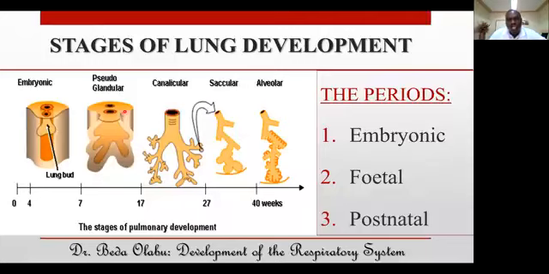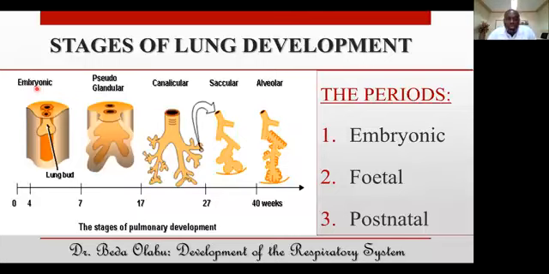Okay, so what are the stages of lung development? Overall, in terms of timing, there are three stages: the embryonic stage, the fetal stage, and the postnatal stage. But in terms of the morphological events that take place, we describe them in 5 stages, and I'll be clarifying what falls where. Let's start with the embryonic stage of lung development.